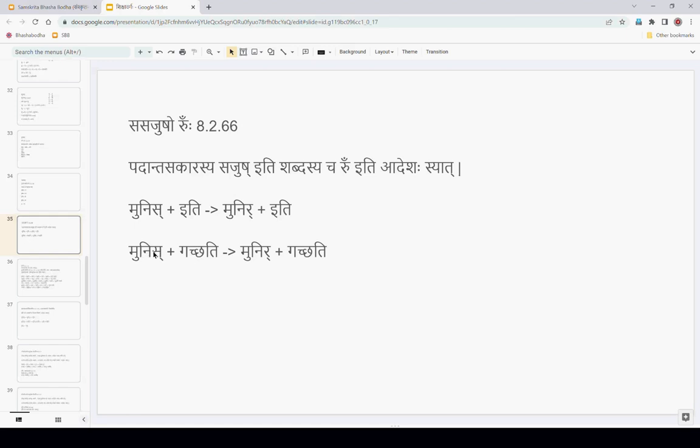The other kind of ra is synthesized. Synthesized means this is not natural. This is coming because of an artificial grammar rule. Grammar is artificial, it's a grammar rule. So the Sasajusho Ruh rule says: Padanta sakarasya sajush iti shabdasya ru iti adeshah syat. Munis: Muni iti pratipadikam svikritya sakarah yujyate. Katham sakarah bhavati? Atra supratyayasya yojanena sakarah vartate, munis. Tadanantaram sasajusho ruh, ityatah sutrat sakarasya sthane refadeshah. Ayam refadeshah kritrimah refadeshah.